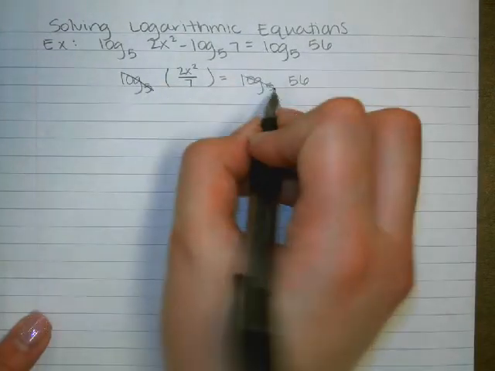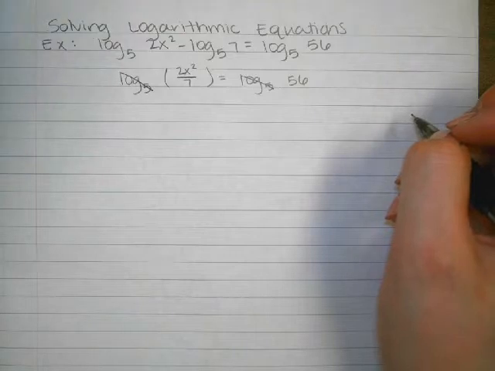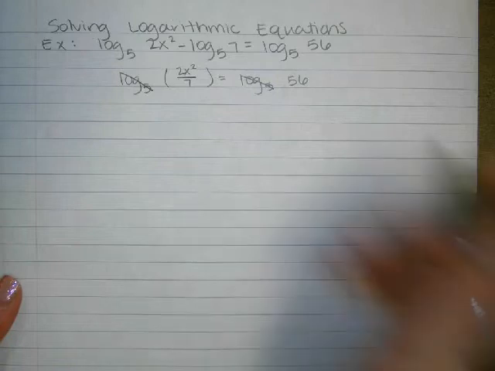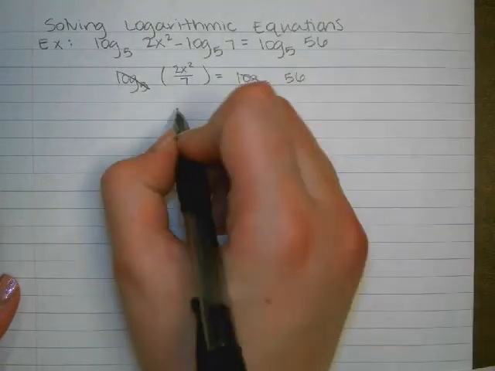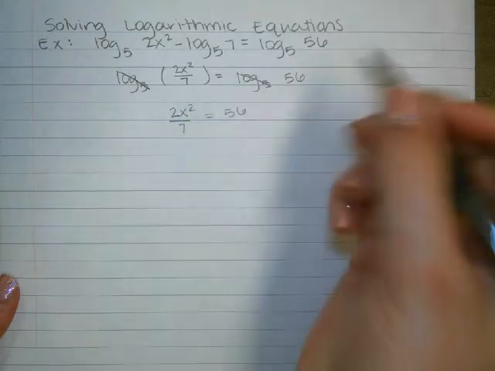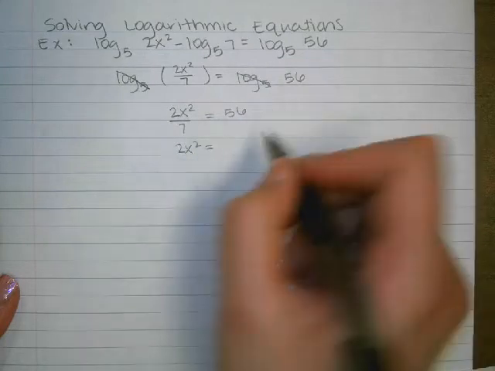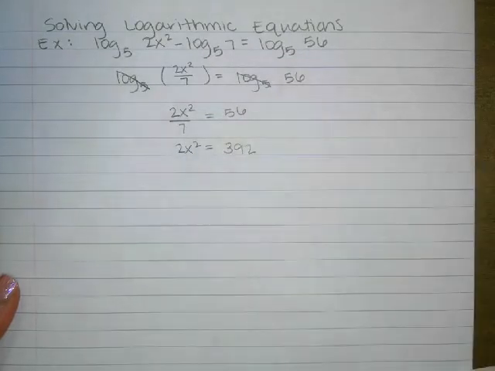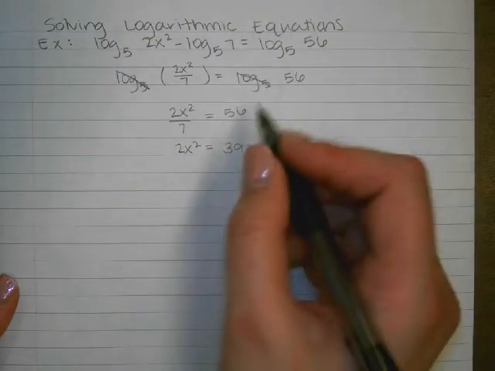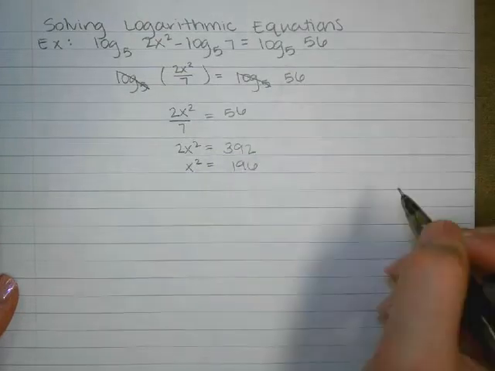So it's kind of like when we were solving exponential equations. Once we got it to where the base was the same, then we were good and we could finish the problem from there. Same sort of idea. So now I have 2x squared over 7 equals 56. And I'm going to go ahead and multiply the 7 over to the other side, and I get 392. I did not do it that fast. I had it on a separate sheet of paper. And then I go ahead and divide by 2, and I get x squared is 196.